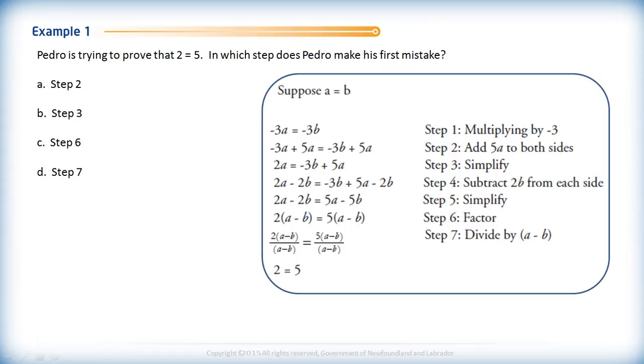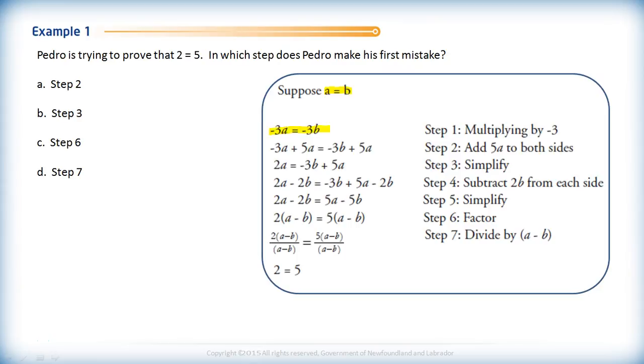Pedro is trying to prove that 2 equals 5. Good luck, Pedro. In which step does Pedro make his first mistake? Let's see. He says, suppose that A equals B. All right, fair enough. So if A equals B is step 1, he says he's going to multiply by -3 on both sides. Okay, we're okay with that.